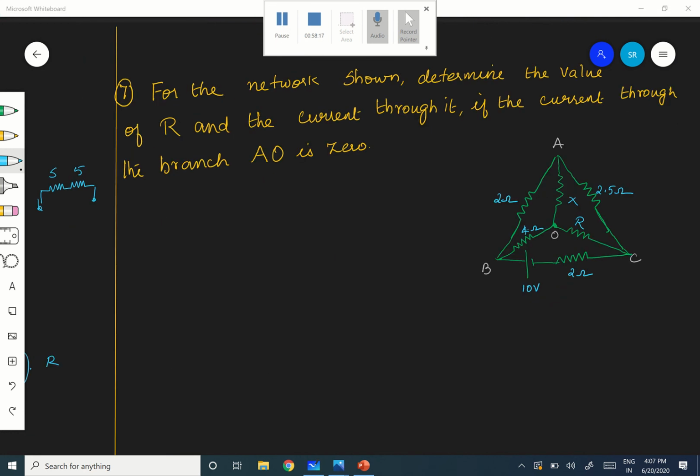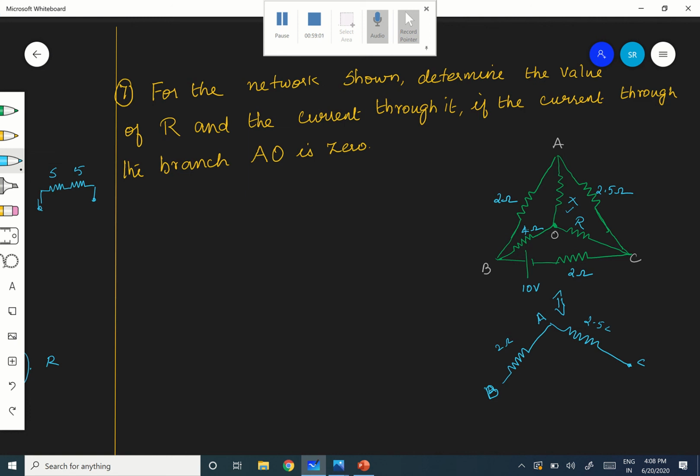See, for the network shown, determine the value of R and the current through it if the current through the branch AO is 0. Very simple then. AO is 0 means, what should be the equivalent circuit? Can you draw here A and B. This is B and this is A. Here it is 2 ohm. And AC, it is C. It is 2.5 ohm.